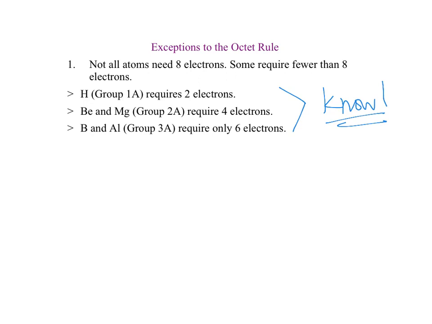The most important one will be hydrogen. Hydrogen doesn't need an octet, it only needs 2 electrons. You can call that a duet of electrons. Hydrogen is in the first period of the periodic table. Only 2 electrons required to fill that energy level.